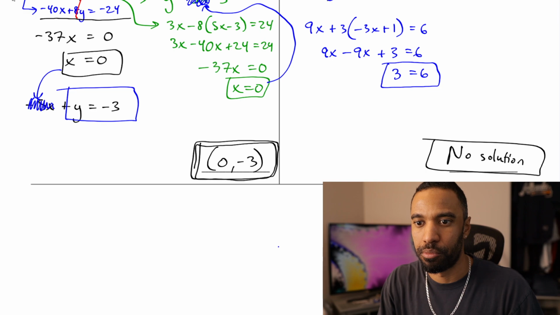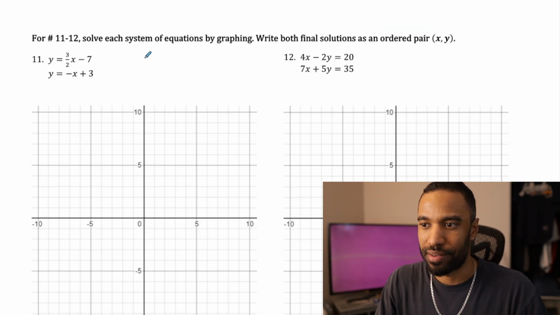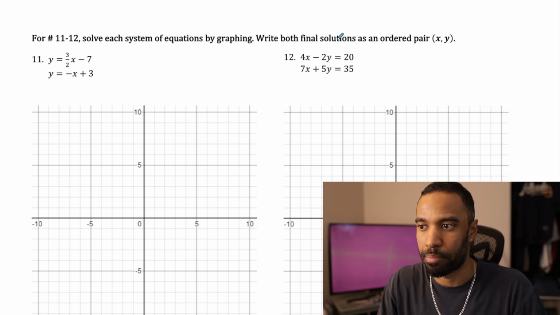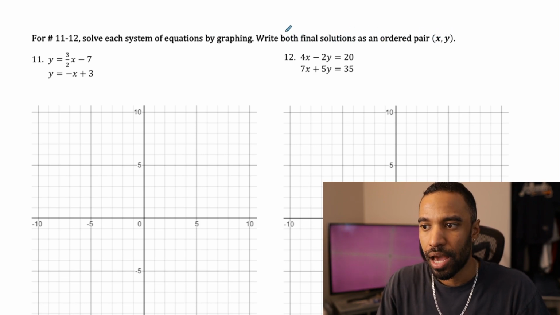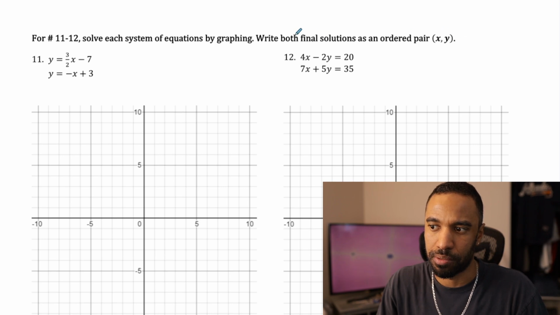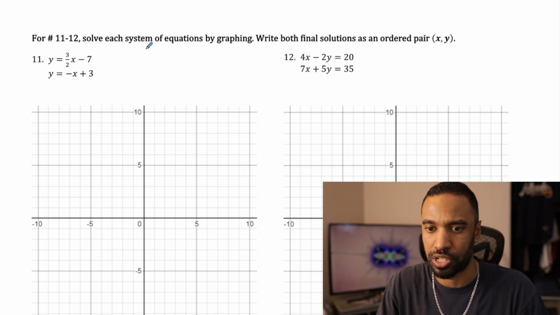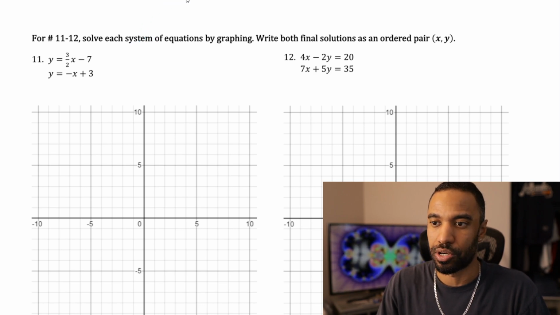All right, let's go ahead and move on forward. 2 problems where we have to solve by graphing. For numbers 11 and 12, solve each system of equations by graphing. Write both final solutions as an ordered pair x, y. I think when I wrote this, I knew there wouldn't be any no solutions or anything like that. So I just said, make sure you write the point of intersection and don't just draw it. Make sure you state where it is.